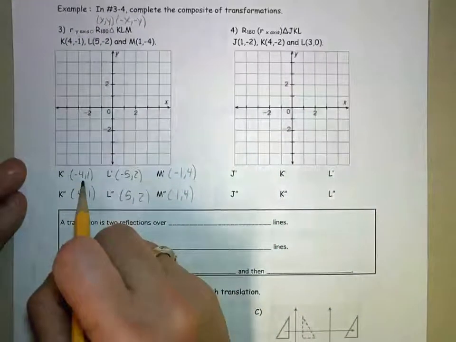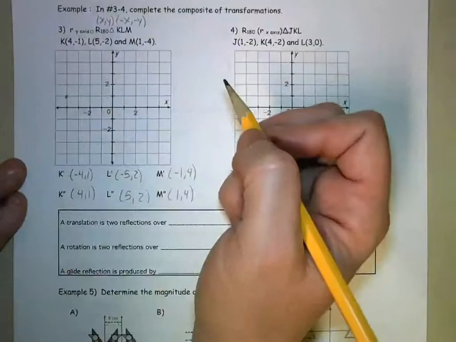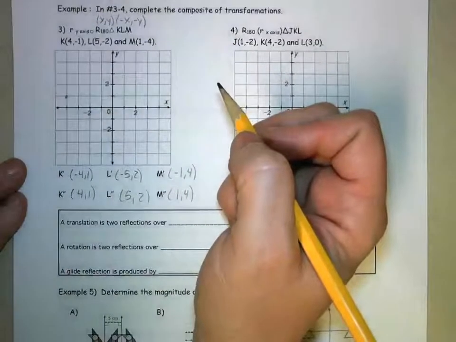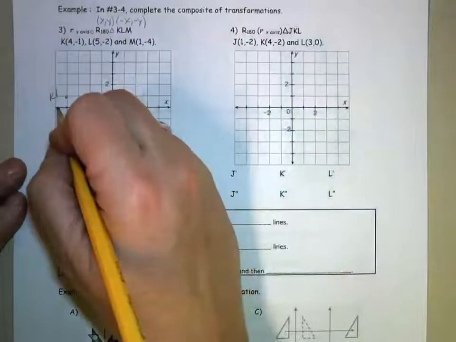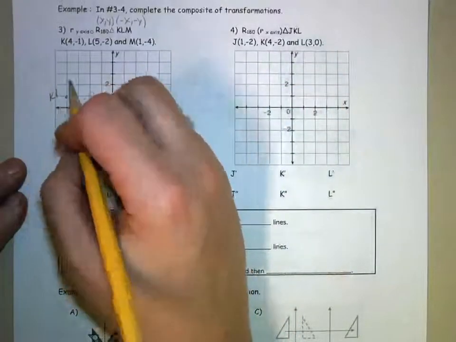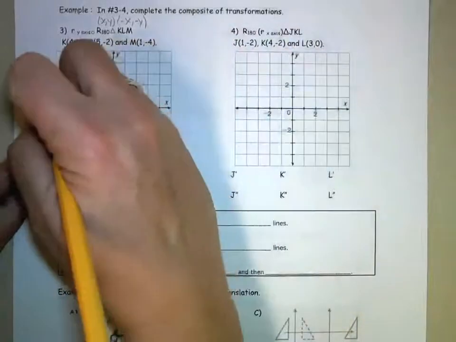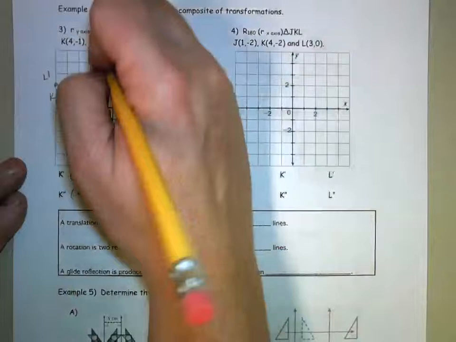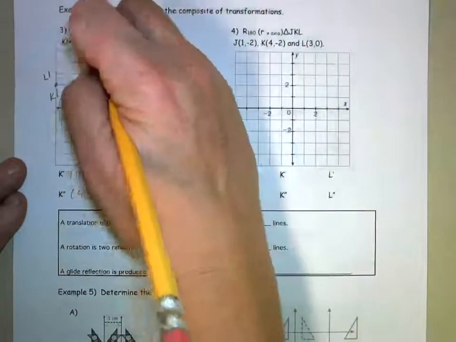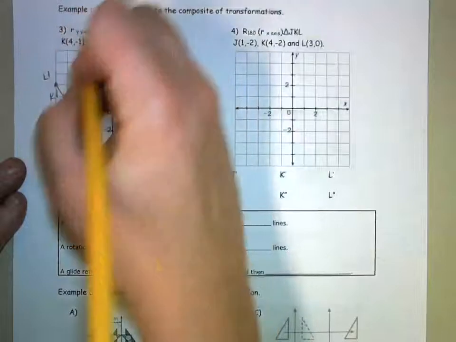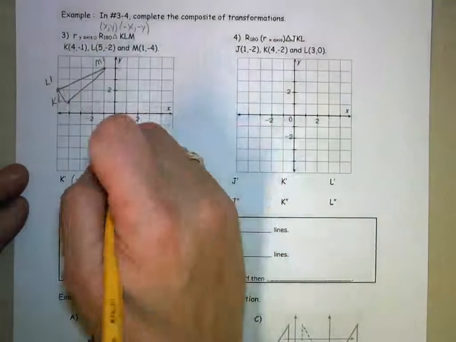So we're just going to draw the second and the third triangles. Negative 4, 1 is K prime. Negative 5, 2 is L prime, and negative 1, 4 is M prime. That's our second triangle.